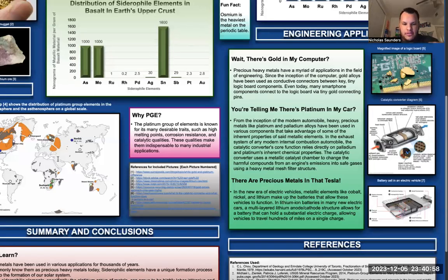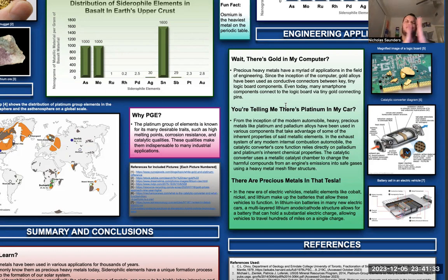So, in the middle there, just to cover my bases, you can see that I've listed the references to each picture, and they're labeled with corresponding numbers. That way, I'm not stealing from anybody. I don't want to steal. I'm not a thief. So, that is the overview on siderophile elements, how they form, how we get them to be shiny, and how we know where they are, and how we can make conclusions on how they relate to early Earth formation and other conclusions of that nature.